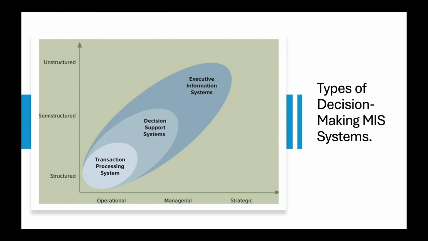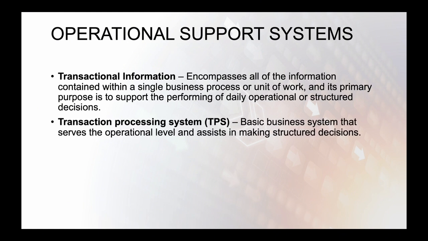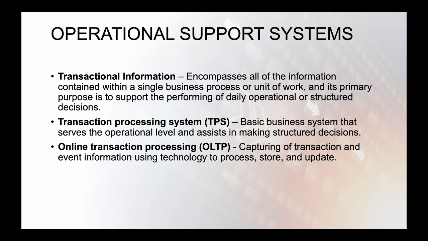Transactional information encompasses all of the information contained within a single business process or unit of work, and its primary purpose is to support the performing of daily operational or structured decisions. We have the transaction processing system, the basic system that serves the operational level and assists in making structured decisions. Online transactional processing, OLTP, is the capturing of transaction and event information using technology to process, store, and update.